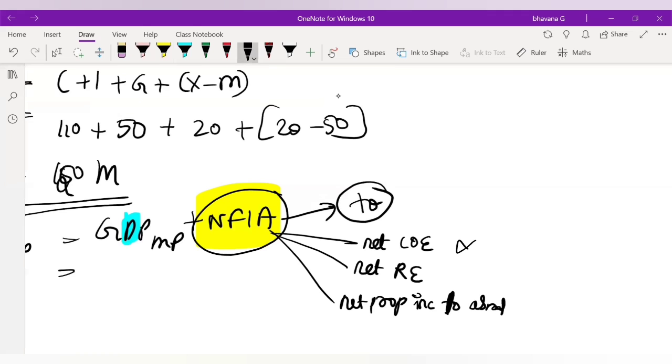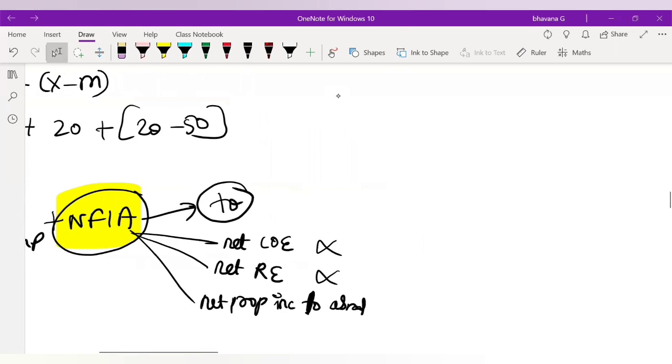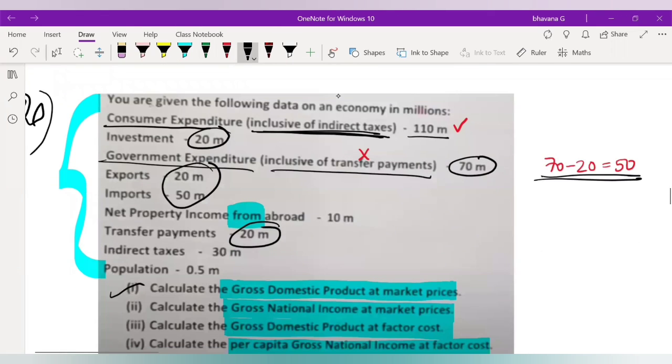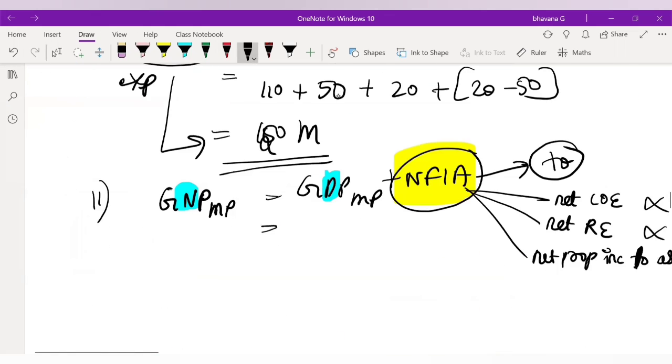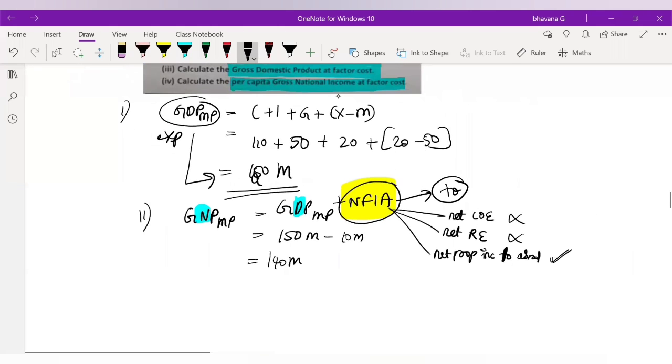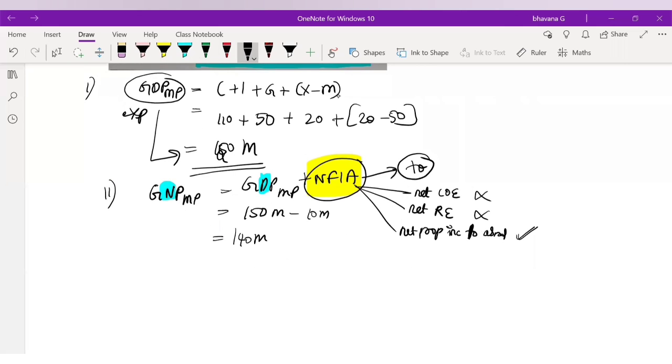In the question they have not given us the compensation of employees or retained earnings, so we'll directly take the net property income from abroad. Since here it is from, you will do minus 10 million. So GNP-MP is 150 million minus 10 million, which is nothing but 140 million. Let me just check this. Yes, correct. So it will be 140 million. This was your GNP-MP.